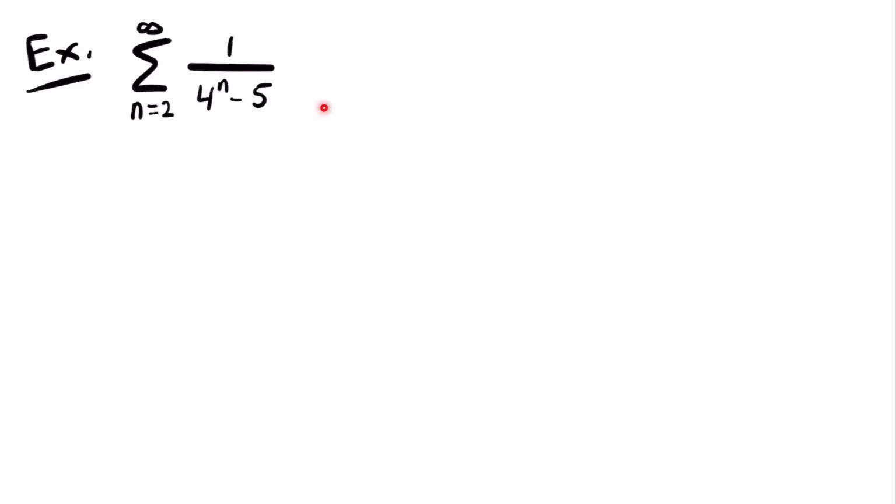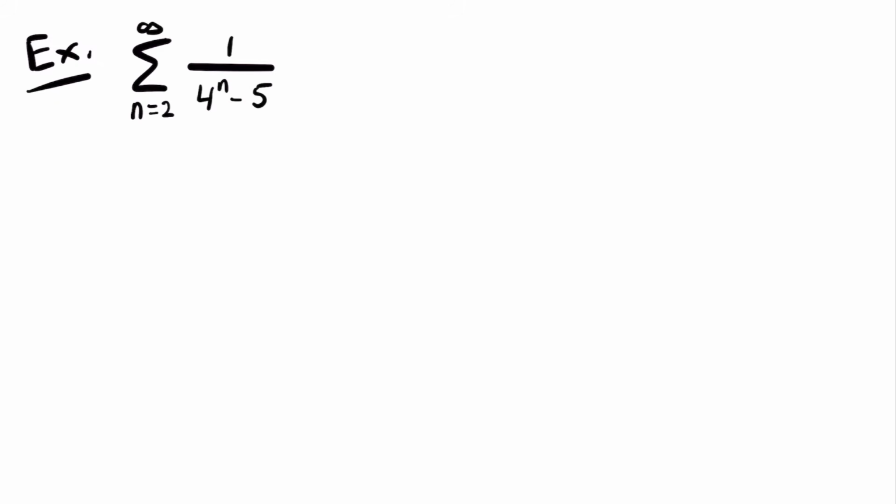All right, so here's our next example. We have the sum from n equals 2 to infinity of 1 divided by 4 to the power of n minus 5. All right, so once again, to use the limit comparison test, we first need to find a comparison series that we do know the convergence of. And so far, we have found that comparison series by looking at the highest power of n in the numerator and denominator of our series.